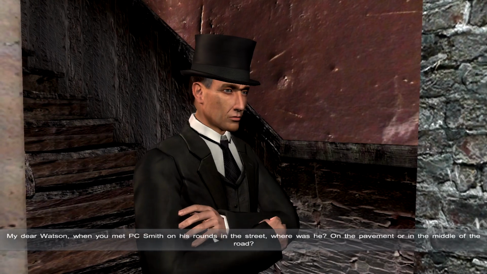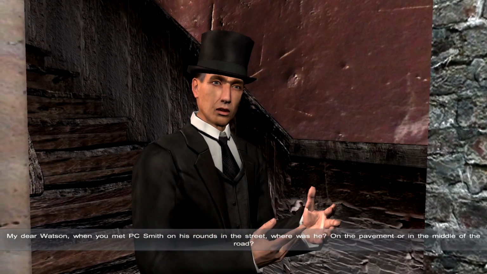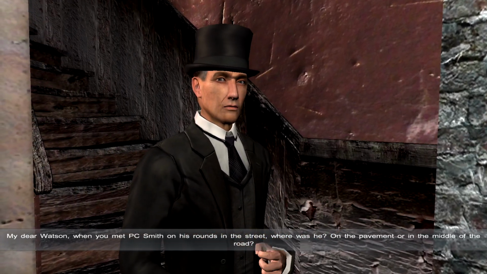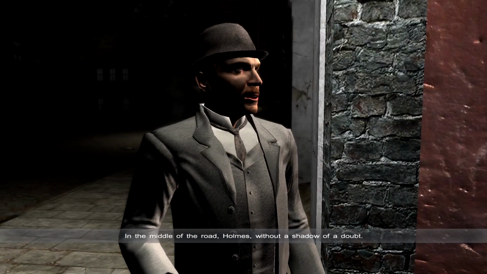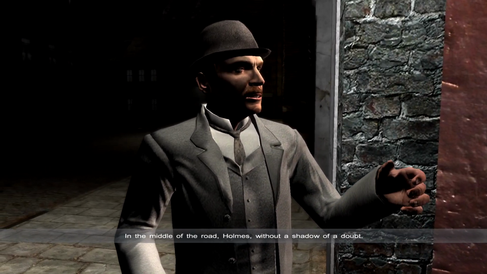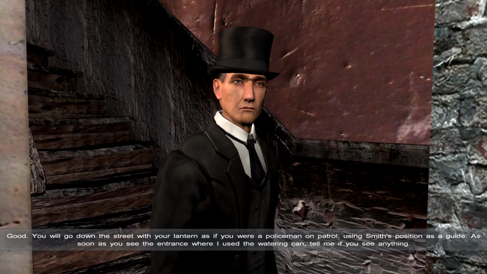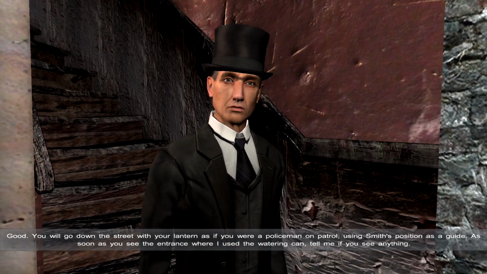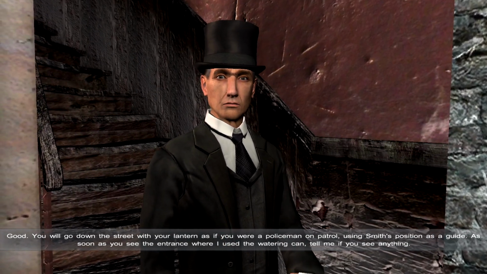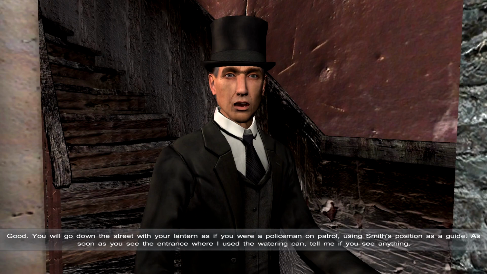My dear Watson, when you met PC Smith on his rounds in the street, where was he? On the pavement or in the middle of the road? In the middle of the road, Holmes, without a shadow of a doubt. Good. You will go down the street with your lantern as if you were a policeman on patrol, using Smith's position as a guide. As soon as you see the entrance where I used the watering can, tell me if you see anything.